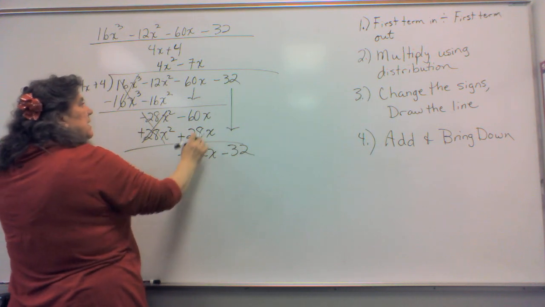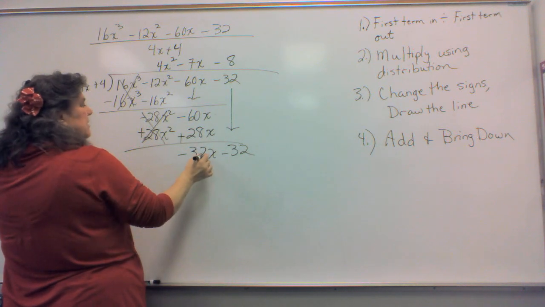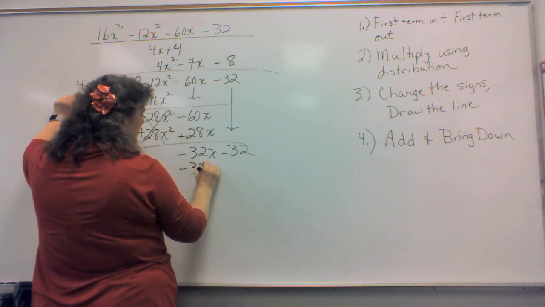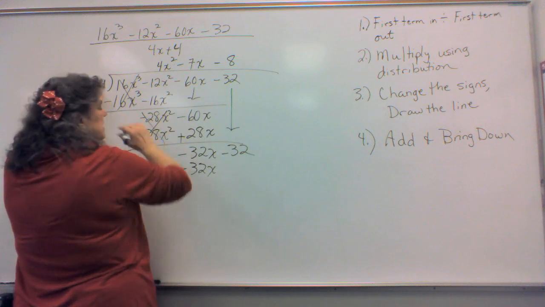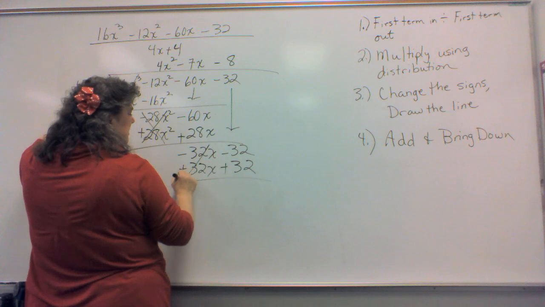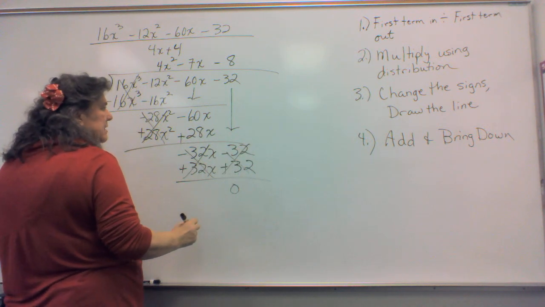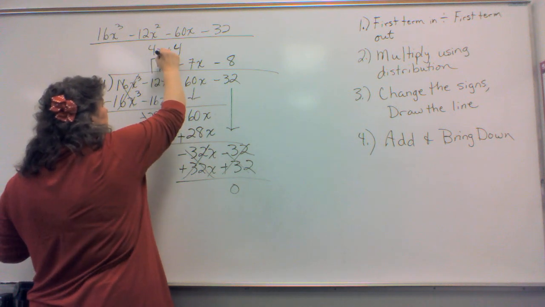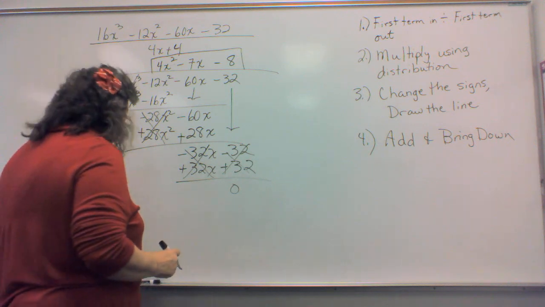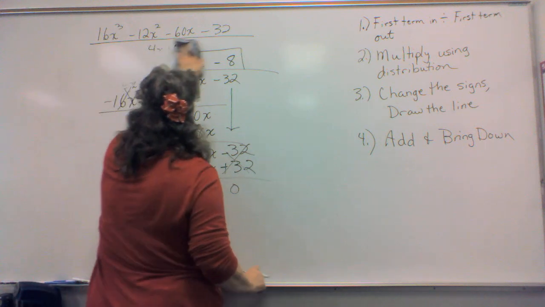4 goes into negative 32 minus 8 times, and x goes into x, cancels out. Negative 8 times 4x is minus 32x. And negative 8 times 4 is minus 32. Change the sign, draw the line, 0 and 0. So we have 0 remainder. So your answer on this one is right here, 4x squared minus 7x minus 8. Okay? Let's look at another one.